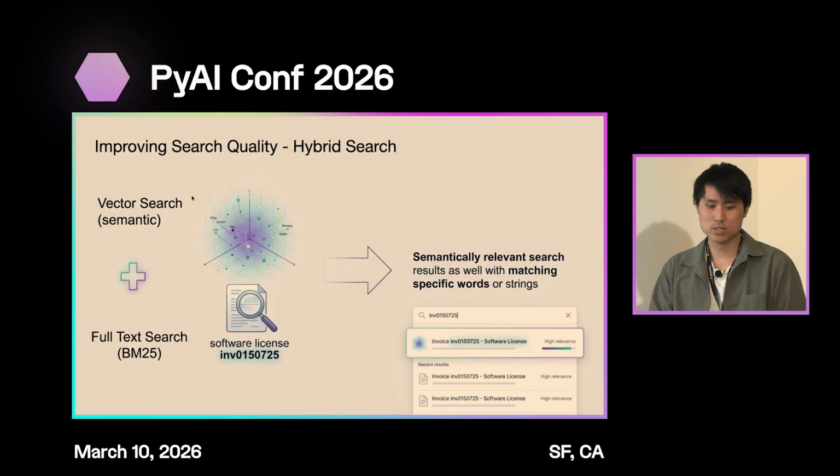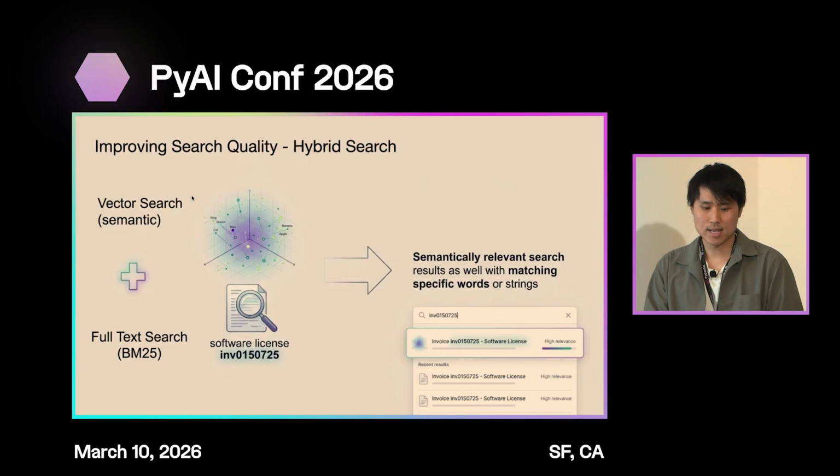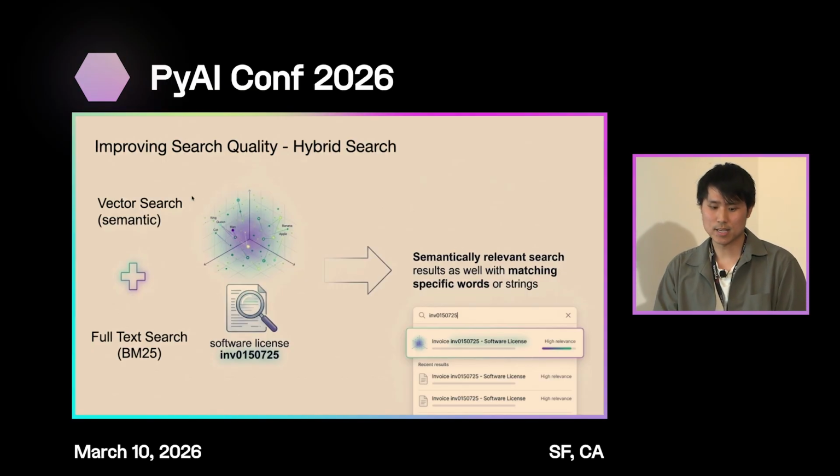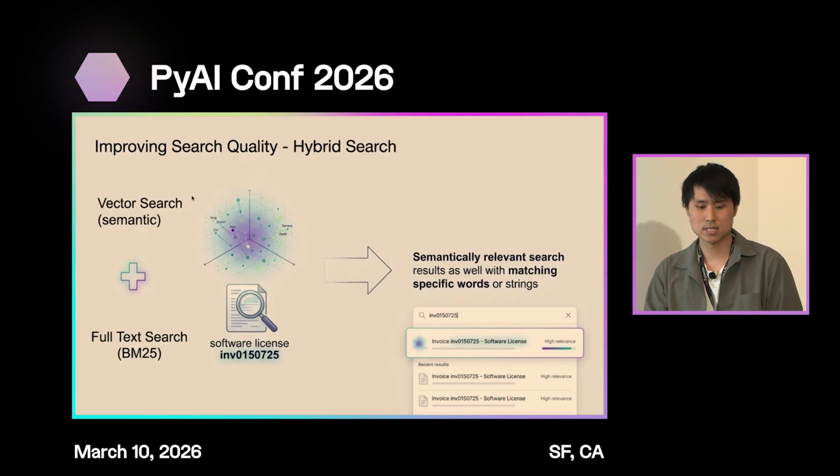So we've come to the conclusion that vectors can only take you so far. And alongside full text search, it provides us a powerful search outcome, semantically relevant search results that match on keywords.